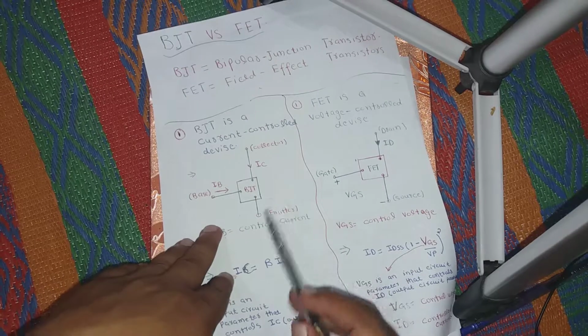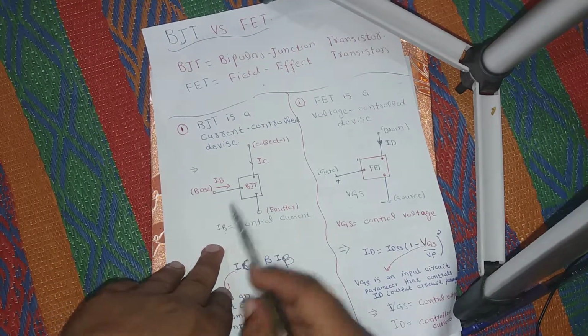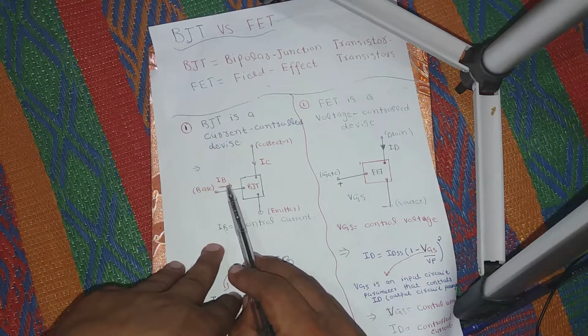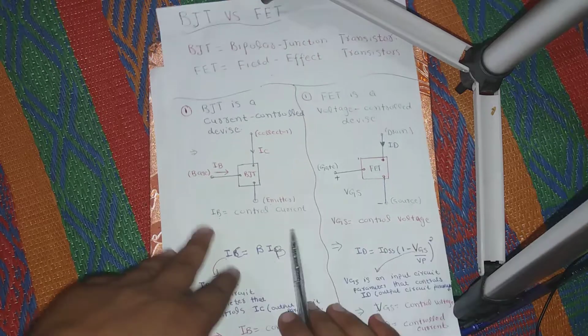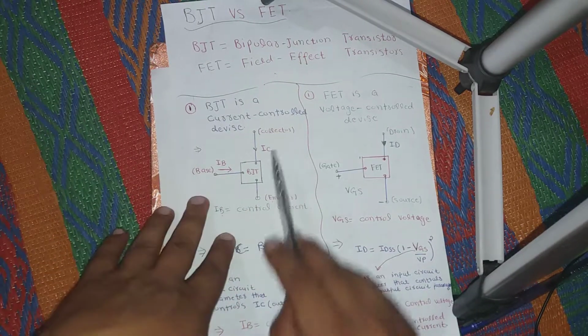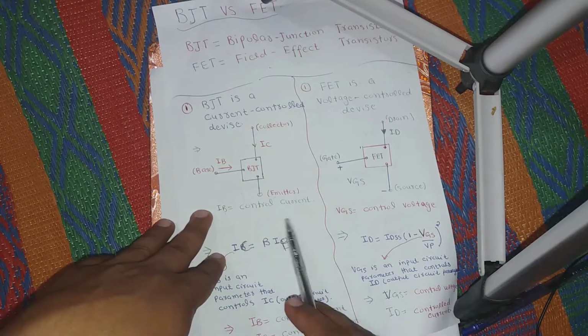To understand this, let us assume this is a BJT having three terminals: a base terminal, a collector terminal and an emitter terminal. This is the base current IB, and this is the collector current IC. IB is the input current and IC is the output current. Here IB is the control current. So what do we mean by saying that IB is a control current?